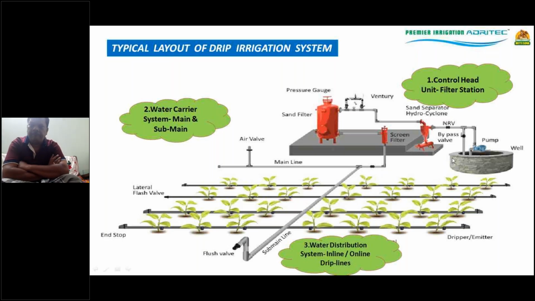So here basically the water is pumped, passes through a filter, then you have a main and a sub main line, and from this sub main line you have these lateral lines which are made of LLDPE, or linear low density polyethylene, and from the lateral lines the emitters are fixed to the root zone. So you can see how the entire system is getting water. This is just one small representation.